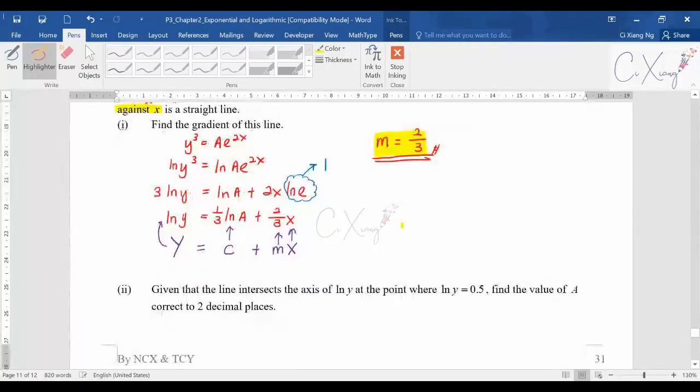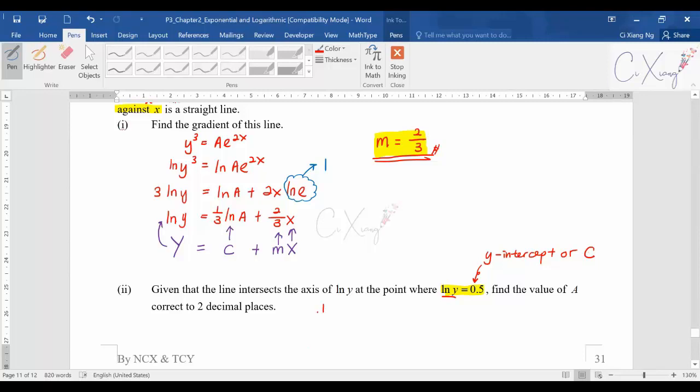Okay, then now if you continue to part number 2, given that the line intersects the axis of ln y at the point where ln y equals 0.5. Find the value of a correct to 2 decimal places. Alright, so here they said ln y equals 0.5. So ln y is your y-axis, right? So the value that they cut the y-axis is 0.5, which means this is the y-intercept. And also it means it is the value of c.